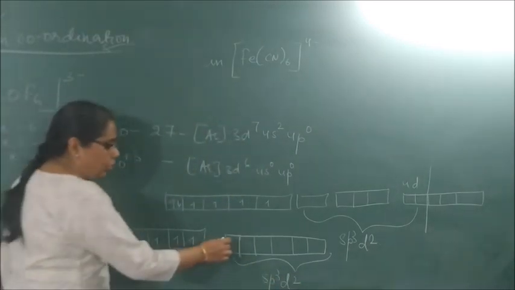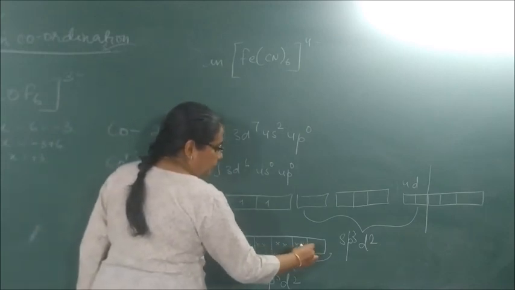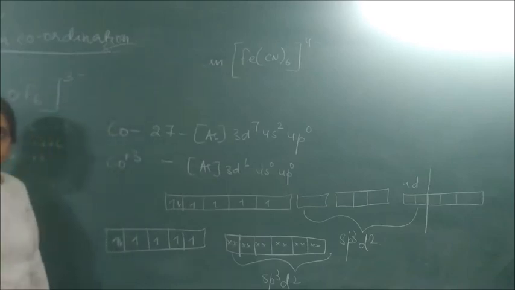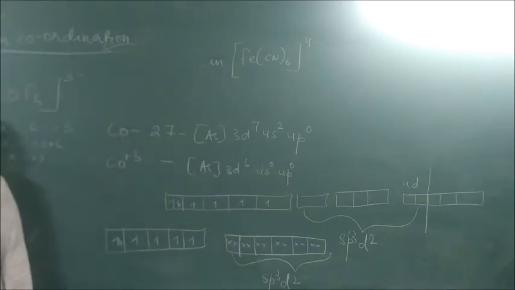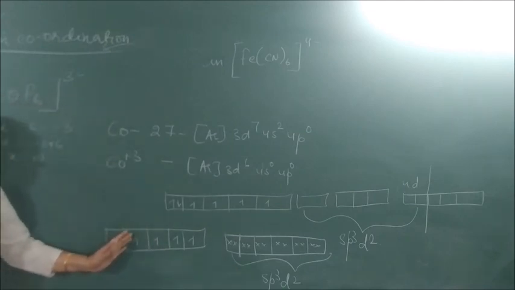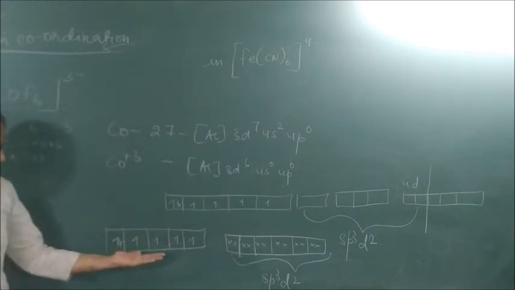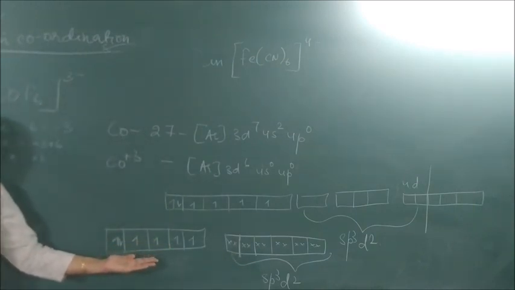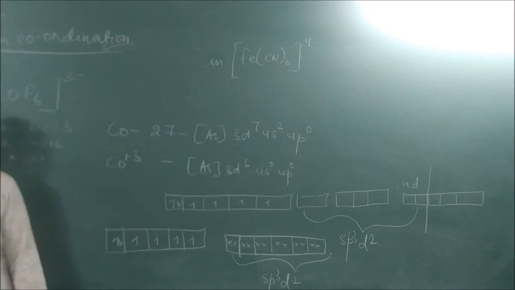Now the electrons of the ligands will come and fill. So what is this complex? First, what hybridization? sp3d2. What is the shape? Octahedral. What kind of complex is it? Paramagnetic, whether it is a low spin or high spin complex, as there are many unpaired electrons. Which kind of complex is it, inner or outer? Outer orbital complex.